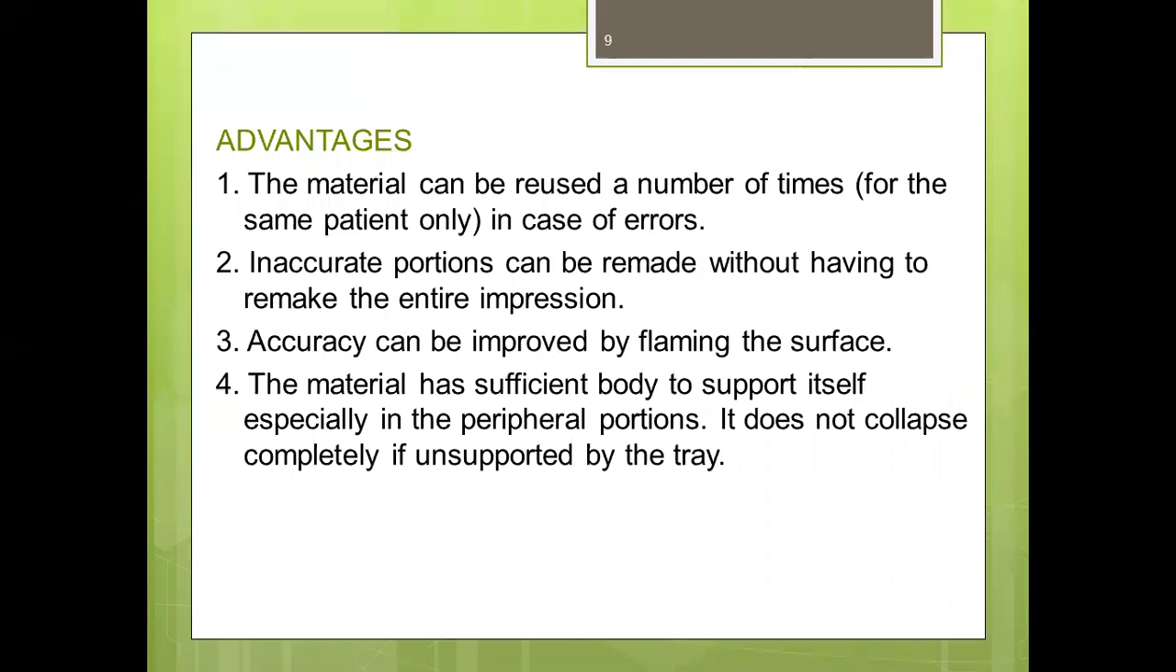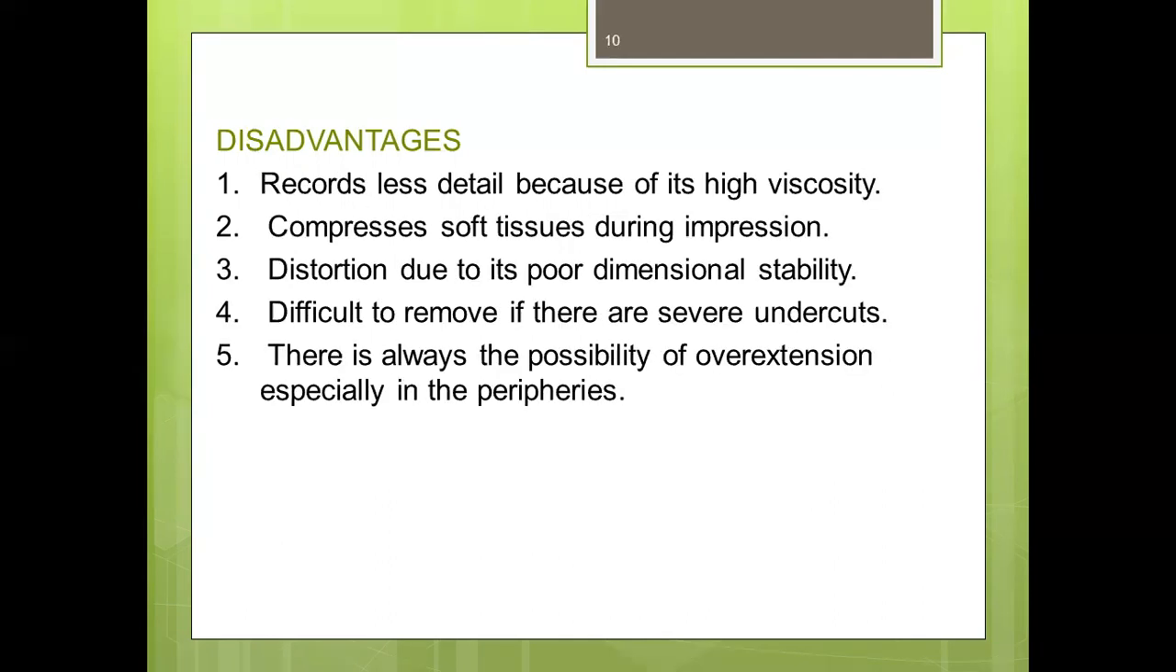Now we will talk about the advantages of impression compound. The material can be reused a number of times. Second, an inaccurate portion can be remade without having to remake the entire impression. Third, accuracy can be improved by flaming the surface of the impression compound. Fourth, the material has sufficient body to support itself, especially in the periphery region, so it does not collapse completely if unsupported by the tray.